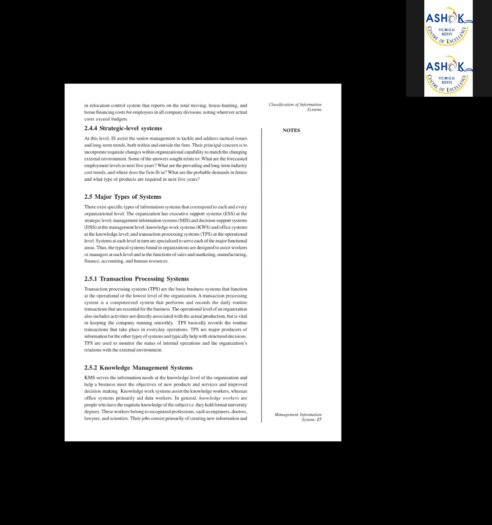First one, major types of system: transaction processing system. Transaction processing systems are the basic business systems that function at the operational, or the lowest, level of the organization. A transaction processing system is a computerized system that performs and records the daily routine transactions that are essential for the business. The operational level of an organization also includes activities not directly associated with the actual production, but vital in keeping the company running smoothly.